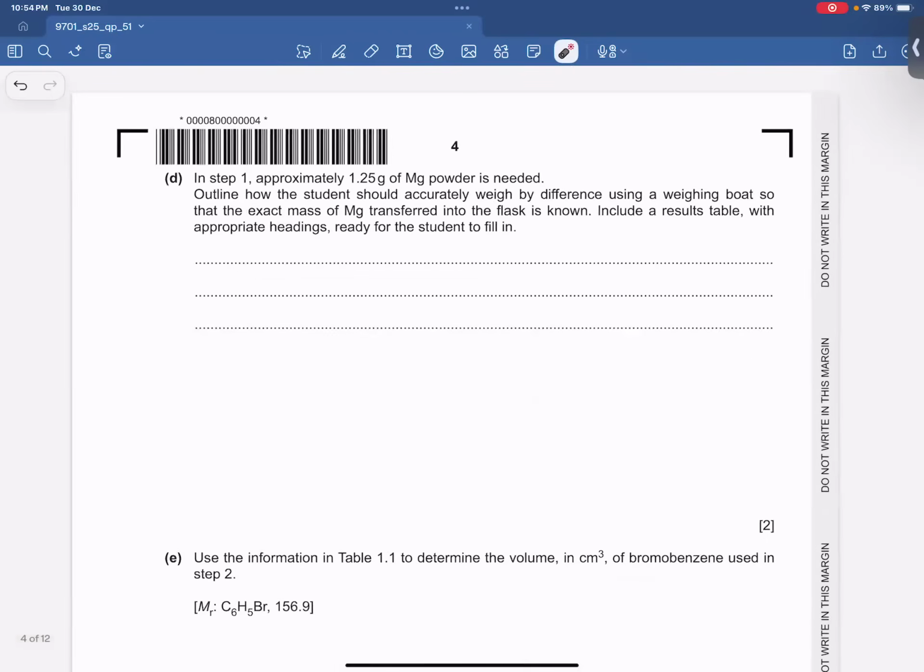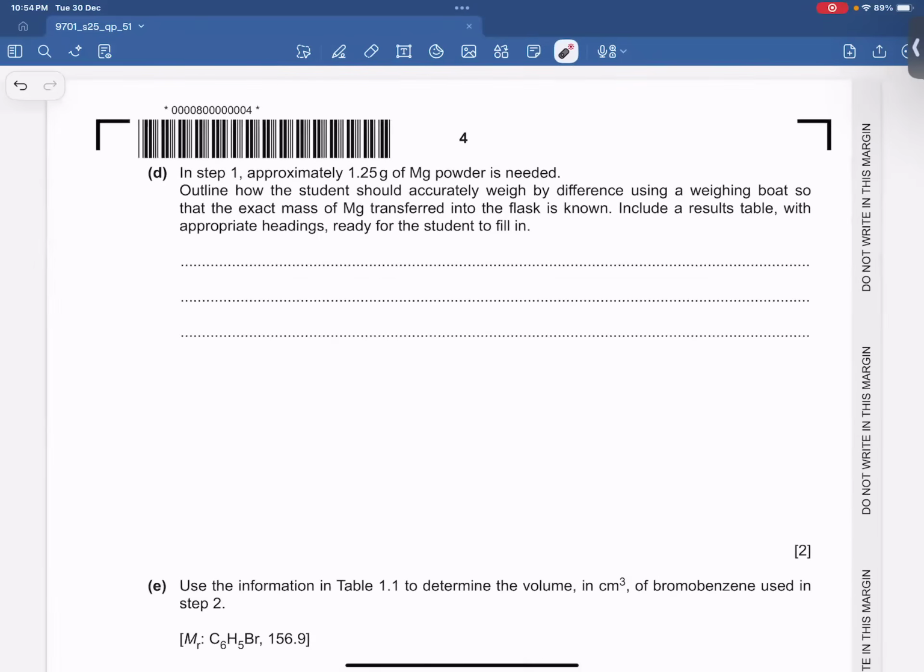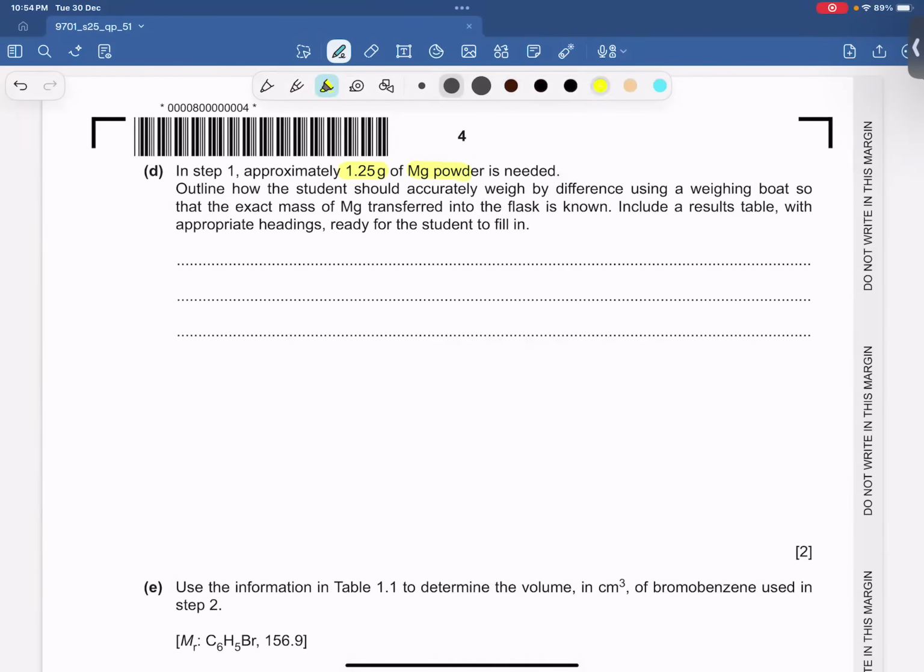In step 1, approximately 1.25 gram of magnesium powder is needed. Okay. Outline how the student should accurately weigh by difference using a weighing boat so that the exact mass of magnesium transferred into the flask is known. Okay.